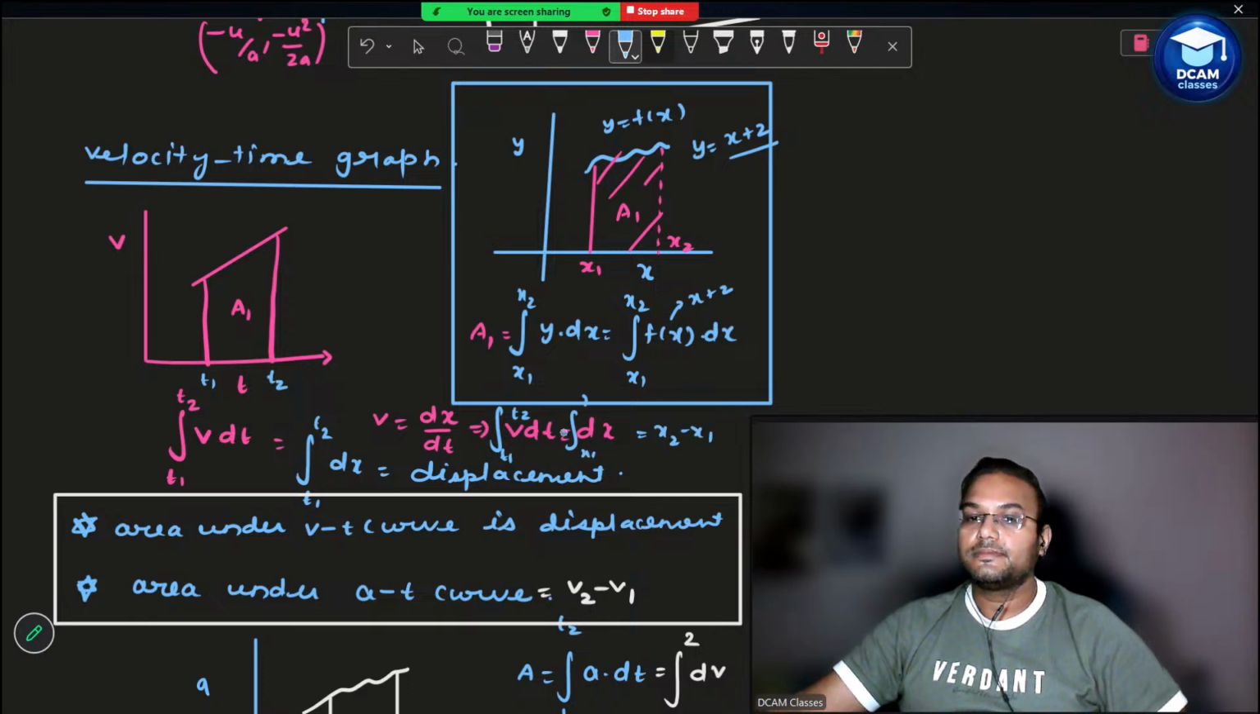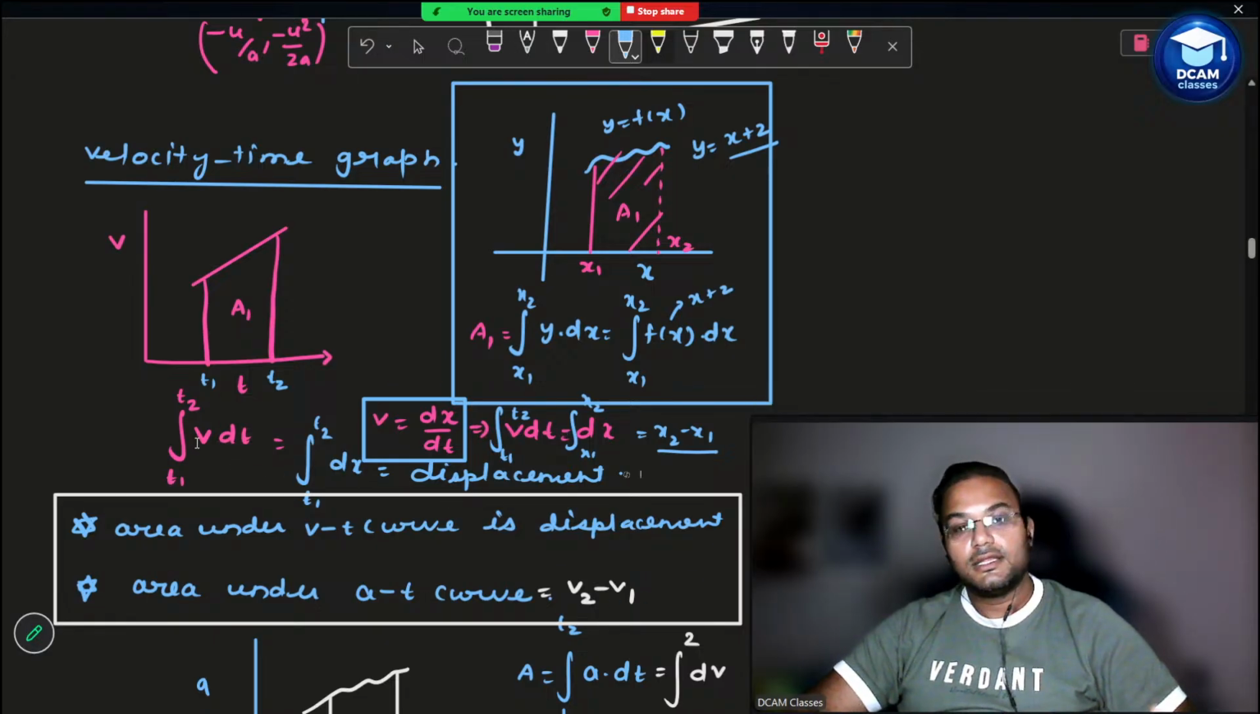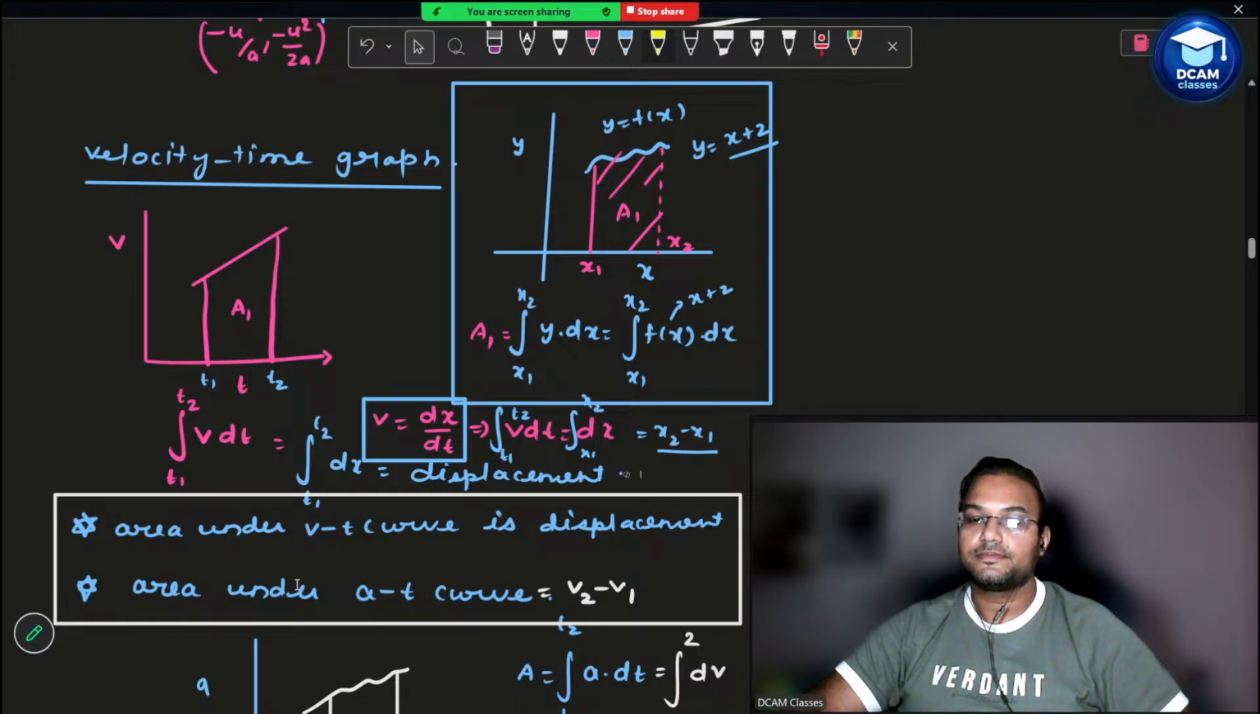Yes? With the definition v equals dx by dt, you will be getting the integration of v dt value as x2 minus x1, which is the displacement. Correct? So the area under the curve, which is the integral of v dt from t1 to t2, is represented as the area under the curve. So we say the area under the v-t curve is actually the displacement. That's why we say like this.